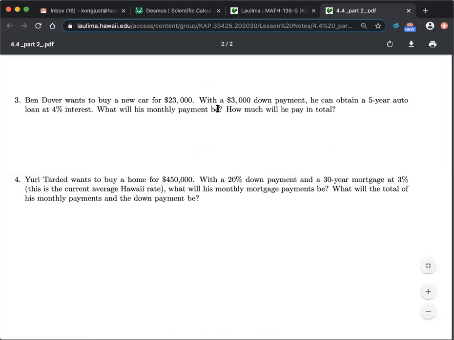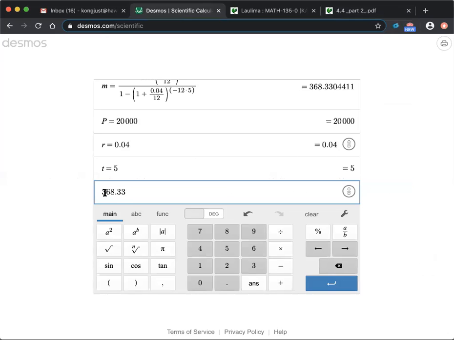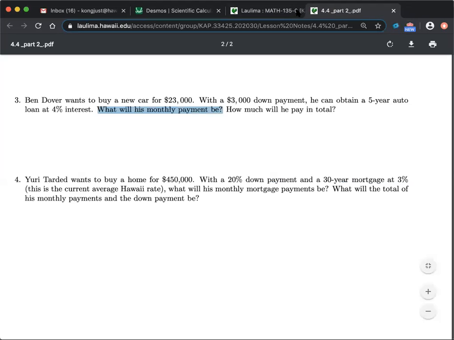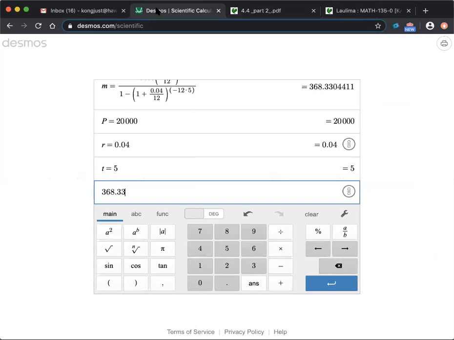How much will his monthly payment be? The answer is $368.33. Now the second question though is, how much will he pay in total? Okay, so total meaning he's going to pay this $368.33 12 times a year because it's monthly, right? And he's doing that for 5 years.